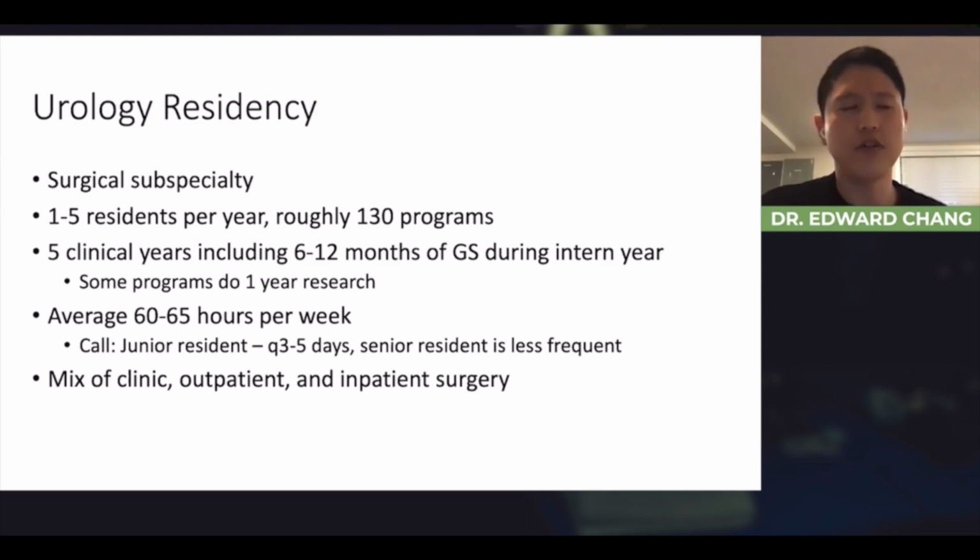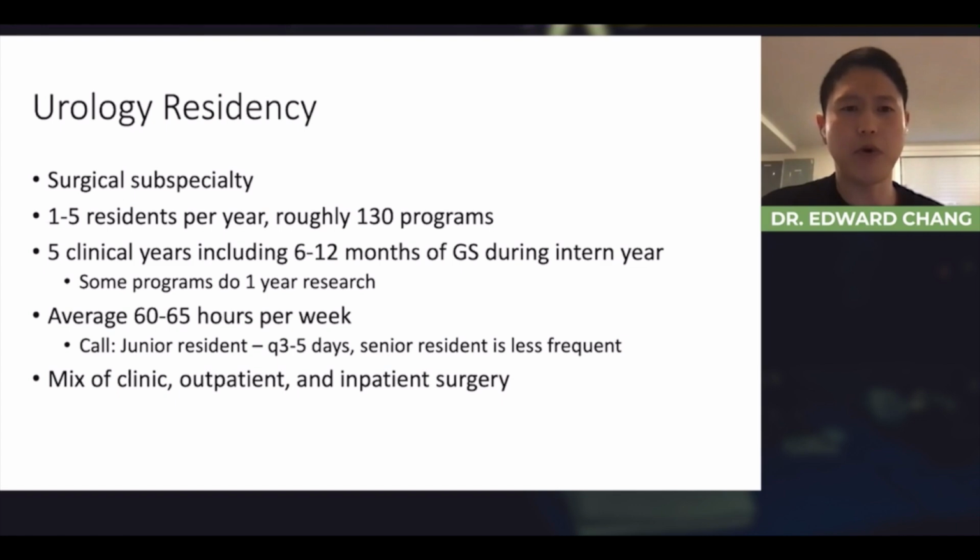And each year, people say that each year gets better, and that's definitely been my experience. There are a handful of programs that are more academic that will include a 1-year research, usually after the 3rd clinical year. And on average, as a resident, you will work about 60 to 65 hours per week. And that's not including call. And compare this to a medical specialty, like internal medicine, will work 50 to 60 hours a week. And so definitely there's an increased burden of work.